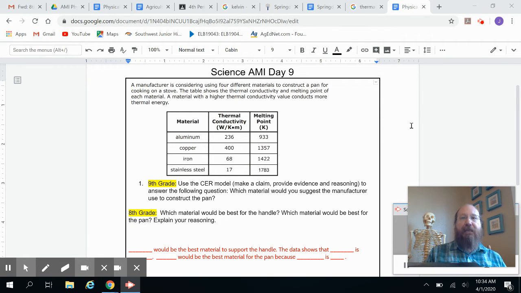for AMI Day 9. So let's look at our task for today. A manufacturer is considering using 4 different materials to construct a pan for cooking on a stove. The table shows the thermal conductivity and melting point of each material. A material with a higher thermal conductivity value conducts more thermal energy. So let's break down this paragraph a little bit here.